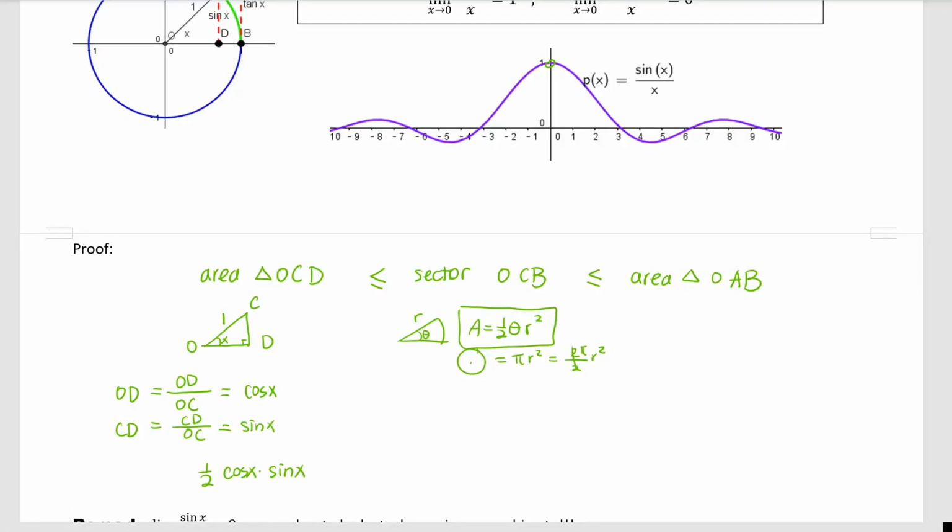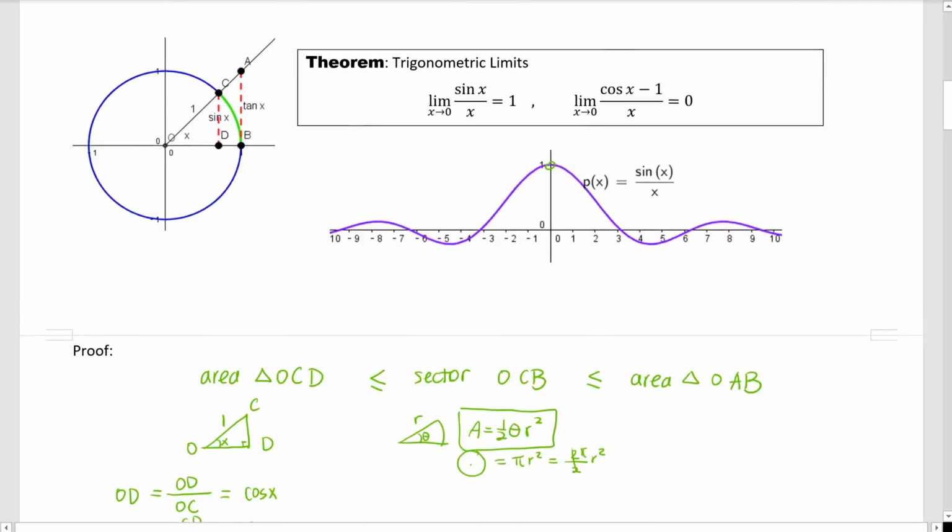Because our radius is 1 and our theta is just x, the area here is just 1/2 x. And then next, what is the area of OAB? What is OAB?